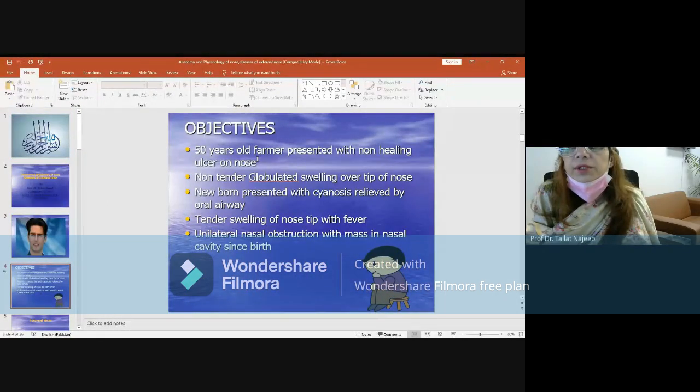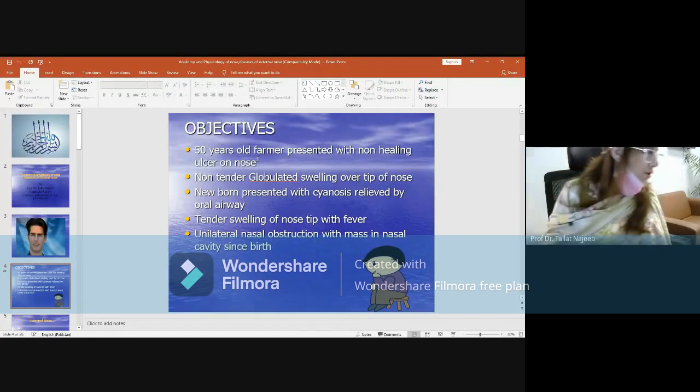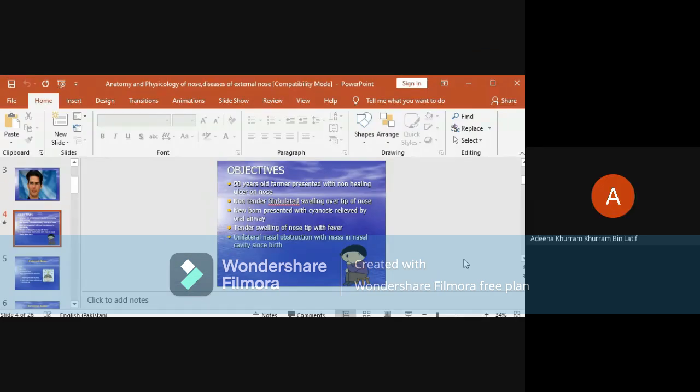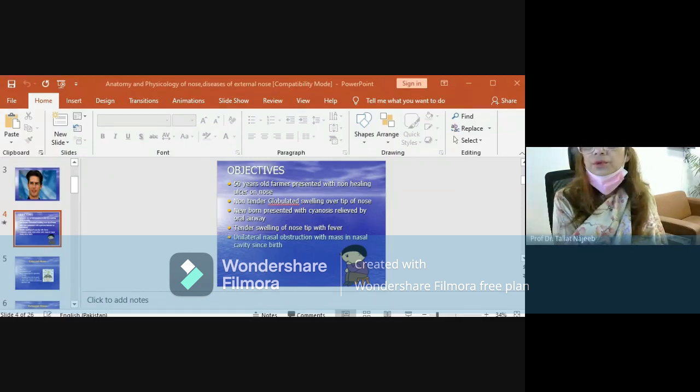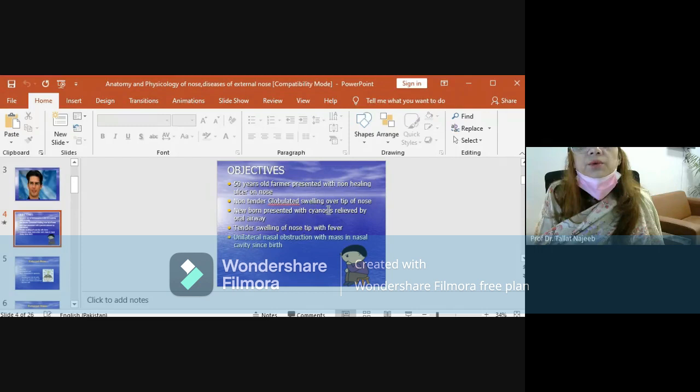Years old farmer presented with non-healing ulcer on the nose. How will you make diagnosis? Biopsy, we will confirm by biopsy in investigation which one it is, and in farmers mainly basal cell carcinoma is more common. Over the bridge of nose, how will you diagnose? Swelling over the tip of nose, it can be some tumor, can be rhinophyma. If globulated swelling over the root of the nose, it can be dermoid cyst, or any congenital anomaly, gliomas.